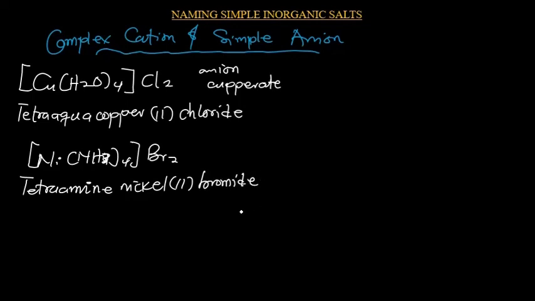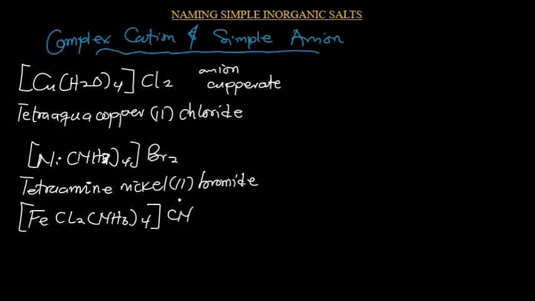Good. Now, one last one. You can pause the video and try this. We have FeCl2, NH3 4, all this in the square bracket, and then we have CN. All right, so what will be the name of this compound?